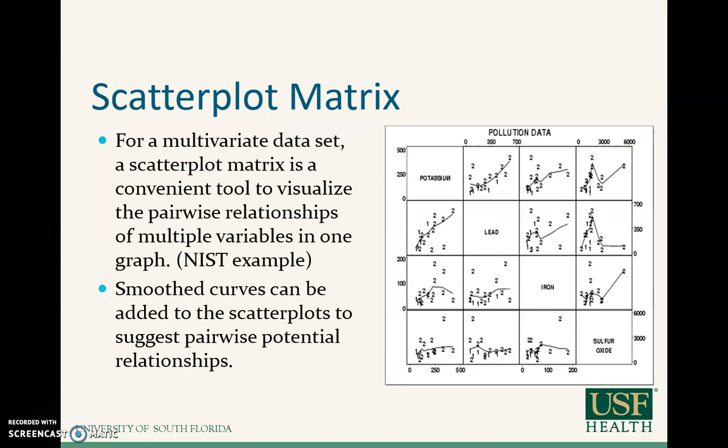Since we are getting into multivariate statistical data analysis in this course, one straightforward generalization of the scatter plot and the Pearson correlation R is the so-called scatter plot matrix. For a multivariate data set, a scatter plot matrix is a convenient tool to visualize pairwise relationships of multiple variables in one graph. I have posted a link from NIST for more examples. Furthermore, you can add smoothed curves to the scatter plots to give you some sense of the pairwise functional relationship between the two variables. On the right-hand side, you can see an example of a scatter matrix, where you directly visualize the relationship between four variables pairwise in one plot.